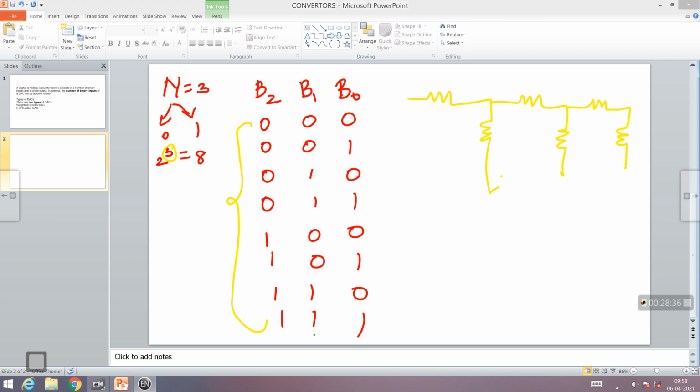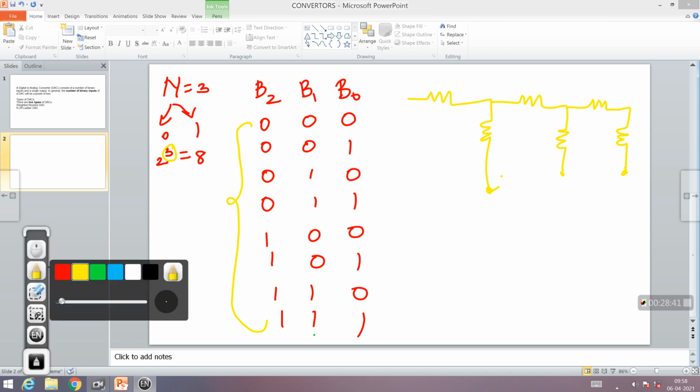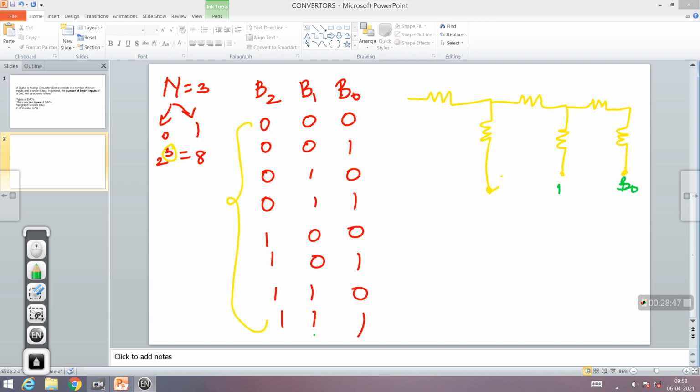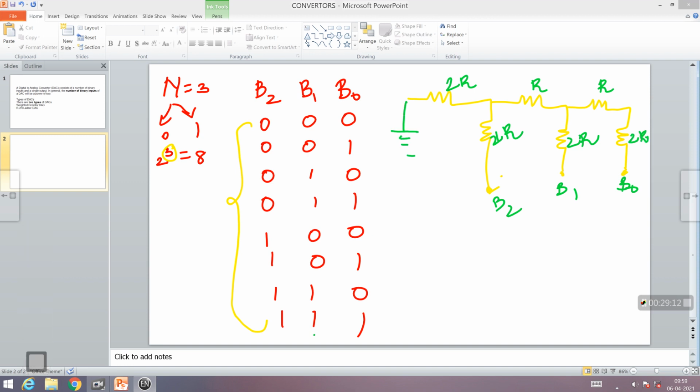This is my ladder network. These are my points. I will draw it with a different color. This is my LSB, V0, V1 and V2. This is 2R, 2R. This is R and 2R. This is R and 2R. This point will always be grounded.